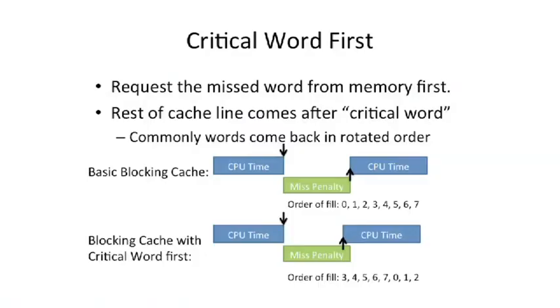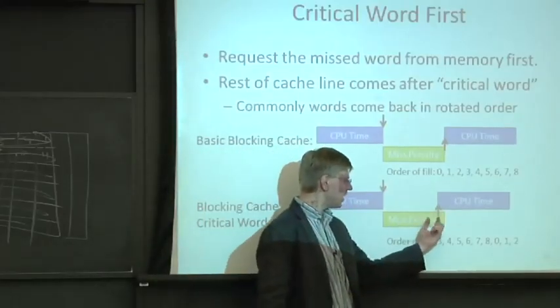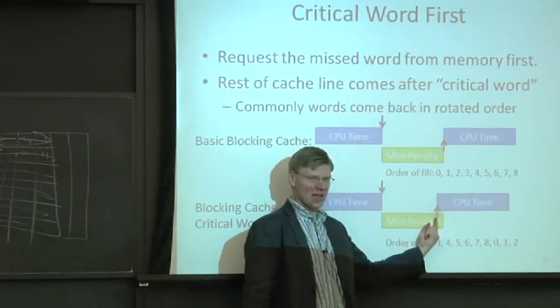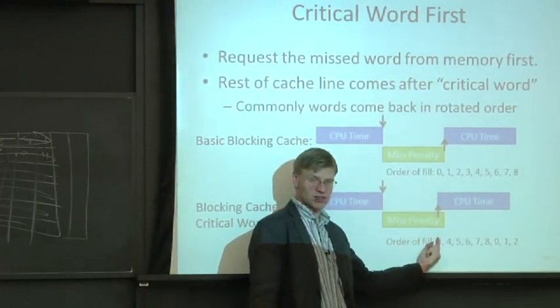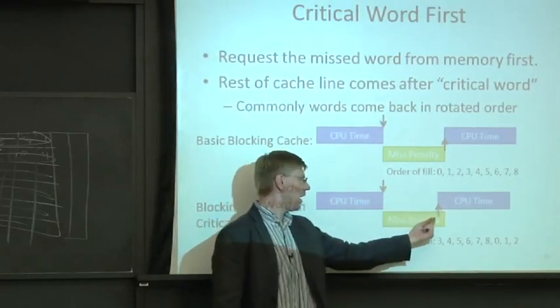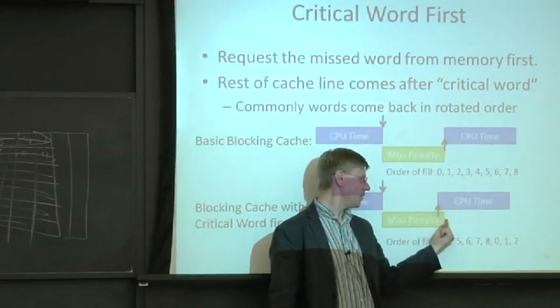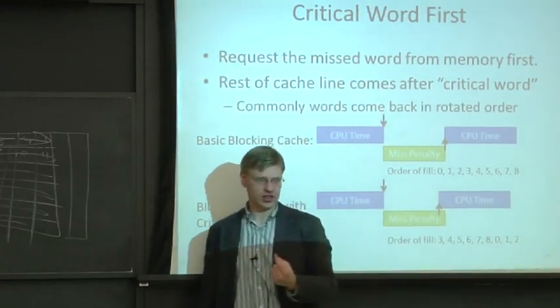So what you can do is you can say, address 3 is the most important one. Please return that first. So what can happen is it'll return the data, and right here, address 3 comes back, and it comes back first always, because that's the address that we're trying to access for this load miss. And you can start the CPU executing again while the rest of the cache line is filling into the cache.